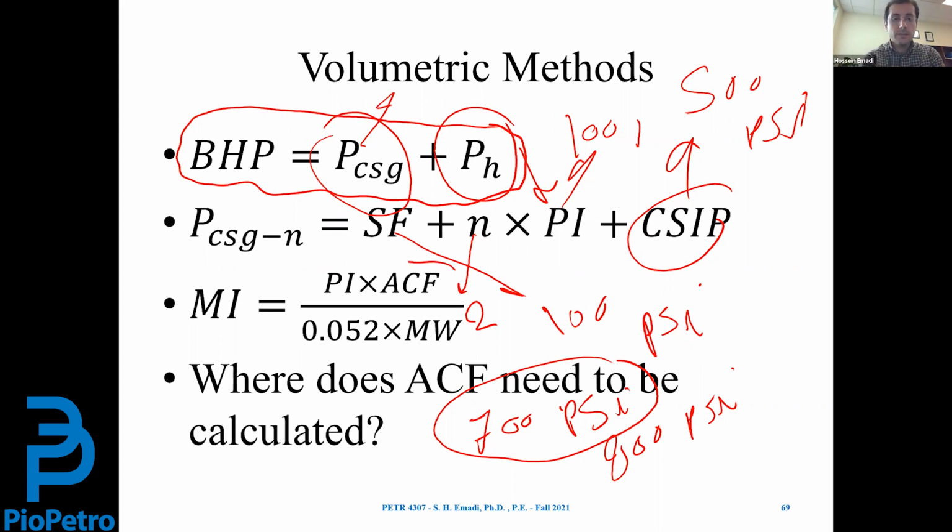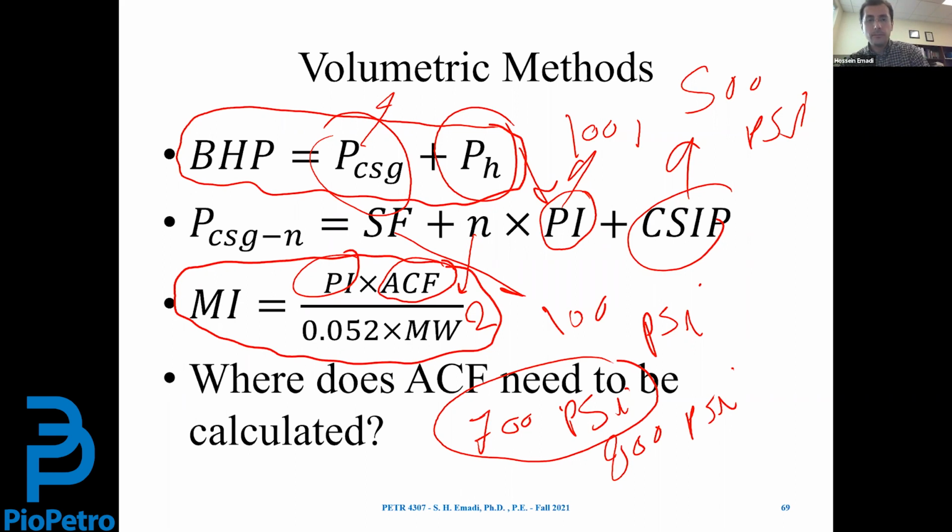The mud increment that we need to bleed off at each interval, or at each time we bleed off, can be calculated using the pressure increment, PI here, times annular capacity factor. Annular capacity factor is basically the cross-section area at the surface, which is between the previous casing and the OD of the drill pipe. So pressure increment times ACF divided by 0.052 times mud weight.